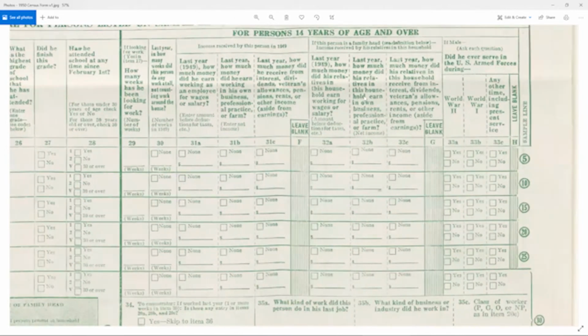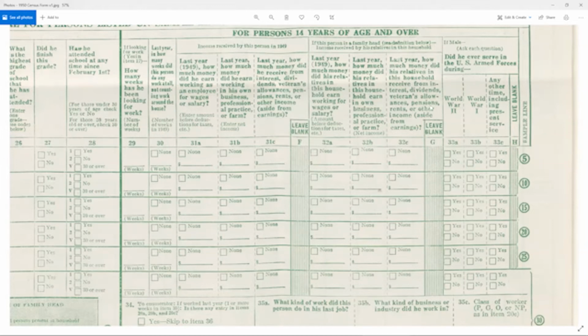And in this case, we kind of get back to some of these work-related questions. So how many weeks has he been looking for work? If they were looking for work on item 17 above that we've already covered, they want to know how many weeks has he been looking for work? And then last year, in how many weeks did this person do any work at all, not counting working around the house? And this is the calendar year of 1949, so not within the past 365 days. It's last year, the entirety of 1949.